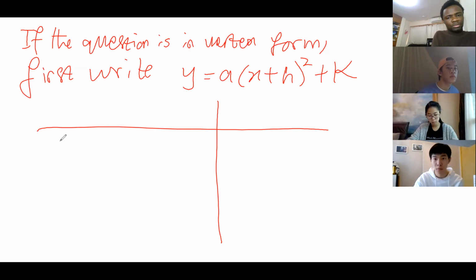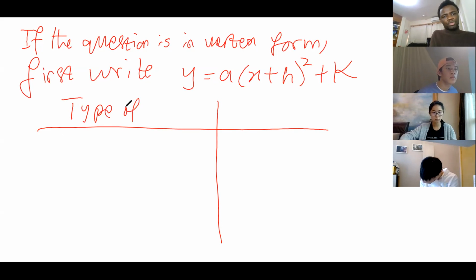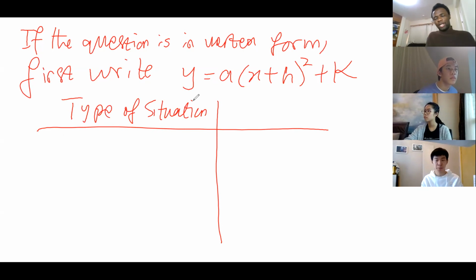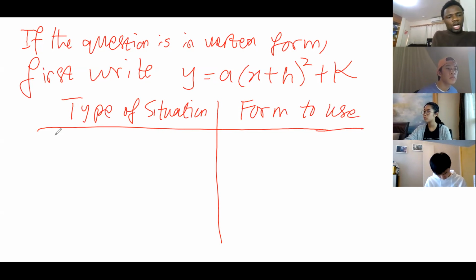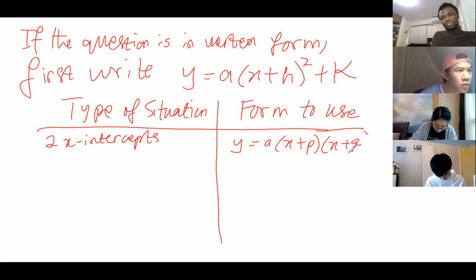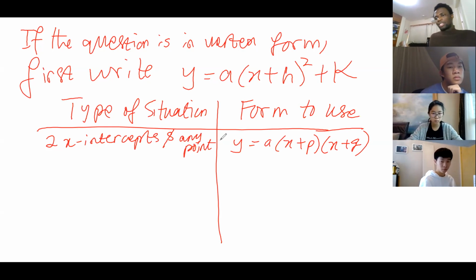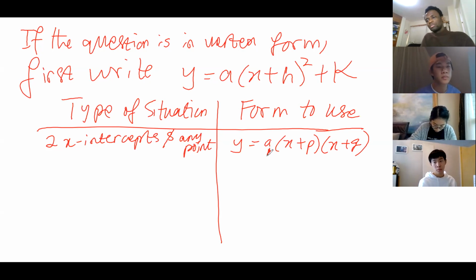Let's say the form, the type of question or type of situation you might have. I'm not saying you should write this, just pick whatever forms you need to use. If you have two x-intercepts, you use this form: y equals a(x plus p)(x plus q), and of course any point. It doesn't have to be the y-intercept. It could be any point, because any point has x and y, and that can be used to get your a.